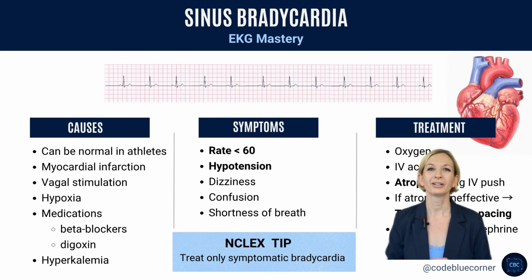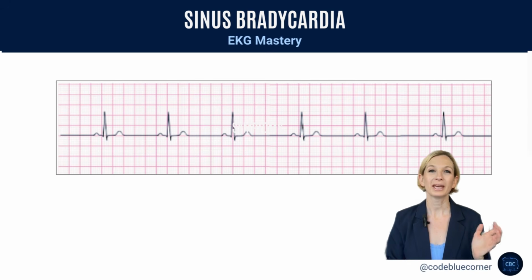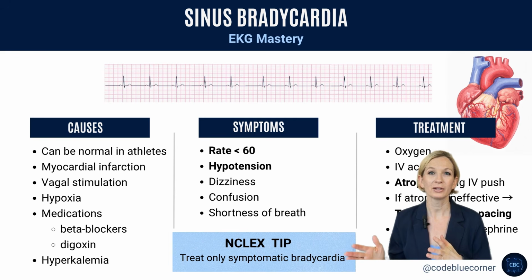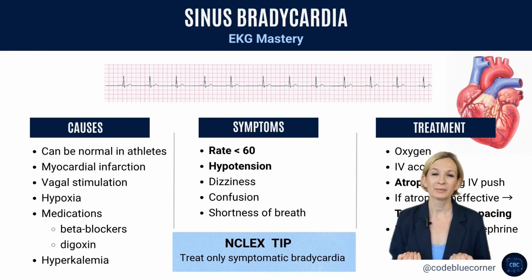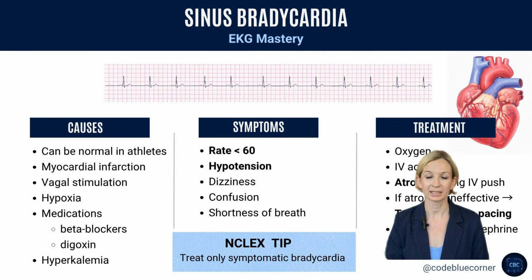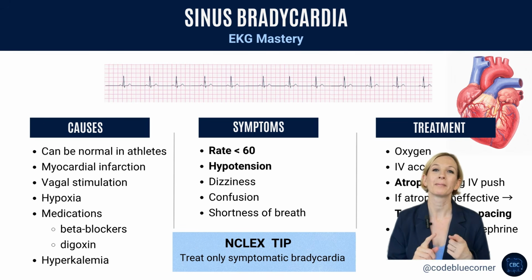Sinus bradycardia looks like normal sinus rhythm but is slower. You still have a P wave before every QRS complex and the rhythm is regular, but the rate is going to be under 60 beats a minute. This can be normal with athletes, but can also happen with beta blockers, digoxin, vagal stimulation, MI, and hyperkalemia.